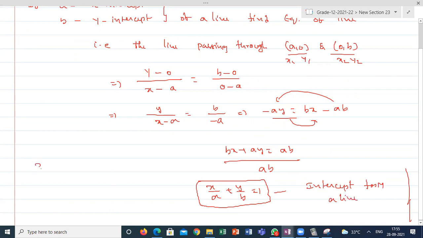Suppose I'm giving the equation of a line as x by 2 plus y by 3 is equal to 1. That is, its x-intercept is 2, y-intercept is 3. This is how we can discuss.